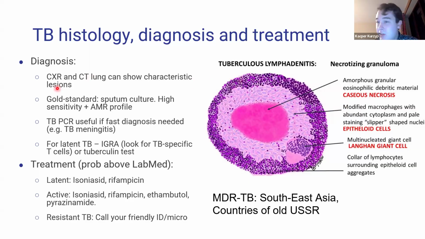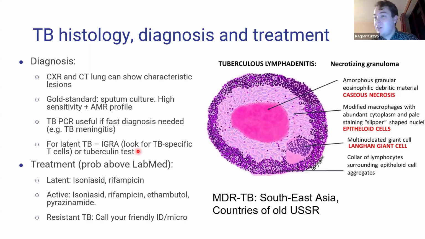Now, you will start diagnosis with chest X-ray or CT lung. The gold standard for TB is sputum culture, and they do like this question. It's not PCR. The most sensitive is sputum culture. It also gives you the AMR profile. TB PCR is useful when you want a diagnosis fast, such as TB meningitis. And when you have latent TB, IGRA is your test of choice.